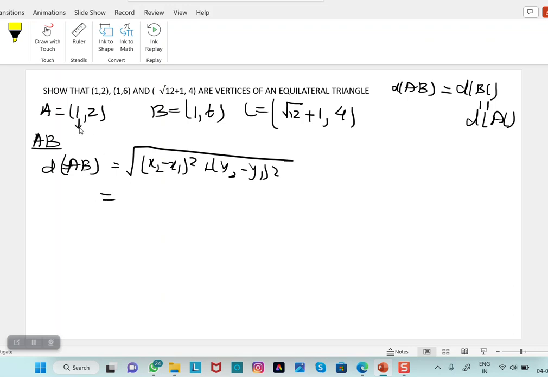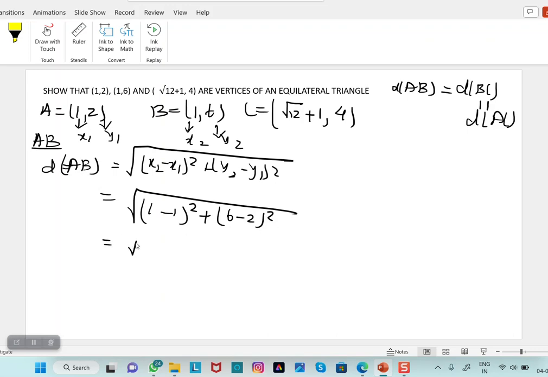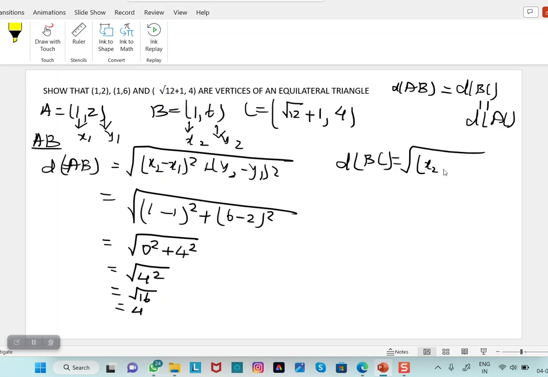So in this case, this is your x1, this is your y1, this is your x2, this is your y2. So we get x2 is 1, minus x1 is again 1, squared, plus y2 is 6 minus 2 squared. This comes down to 1 minus 1 is 0 squared plus 6 minus 2 is 4 squared. 4 squared is 16. Root 16 is 4.